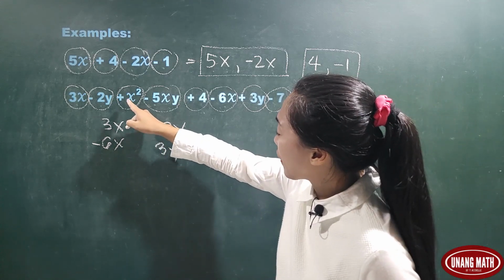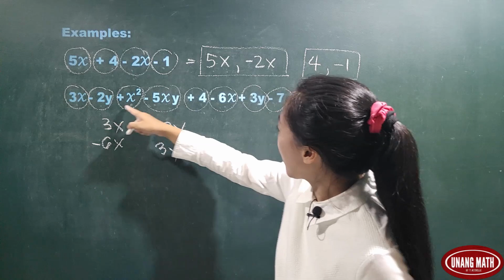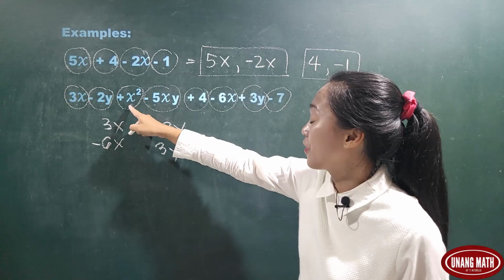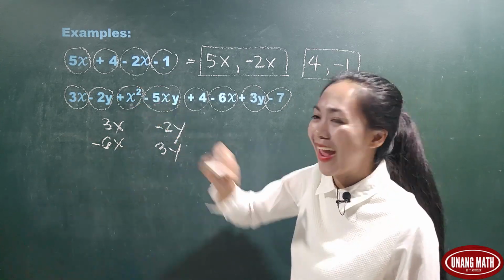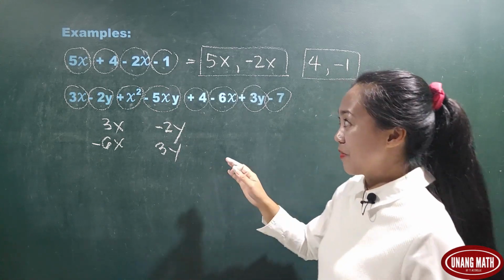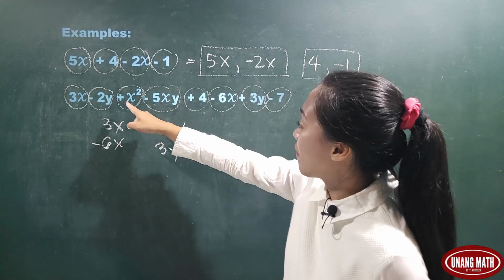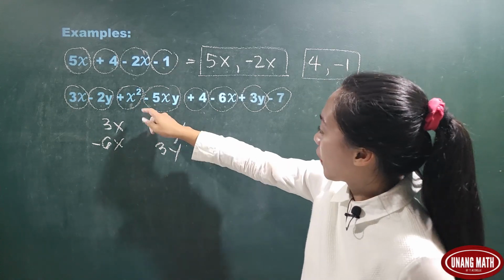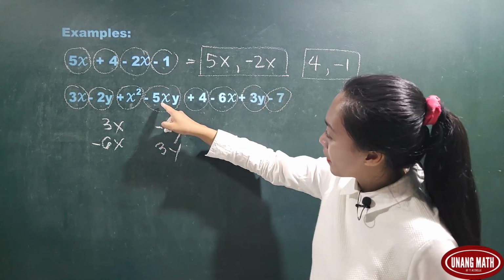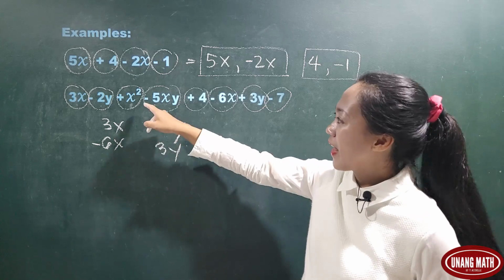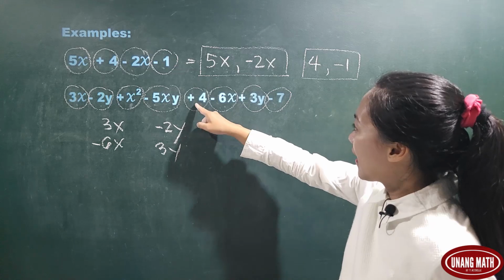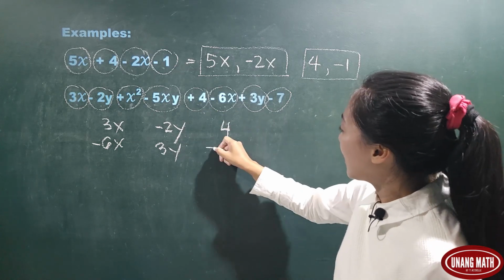How about x squared? If we check this expression, we cannot find any other term that has the same variable and degree. So x squared is not considered a like term because it doesn't have a partner with the same variable and degree. Another, negative 5xy. We cannot find the same variable xy and the same degree, so negative 5xy is not considered a like term. Next, 4 and negative 7.